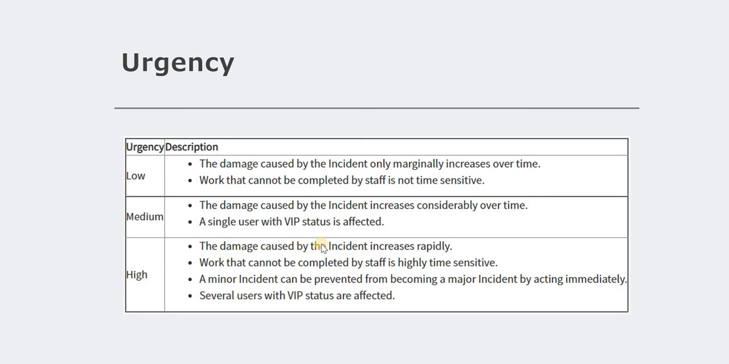And then comes the high. The damage caused by the incident increases rapidly. Work on that cannot be completed by staff, it is highly time sensitive. A minor incident can be prevented from becoming a major incident by acting immediately. Several users with VIP status are affected. For example, all the directors or high-level CEOs need access to a report, and it is not available at that point of time and should be fixed immediately, because it will affect the reputation of the company or it will incur losses in income of the organization. So that is an urgent issue and should be categorized as high.